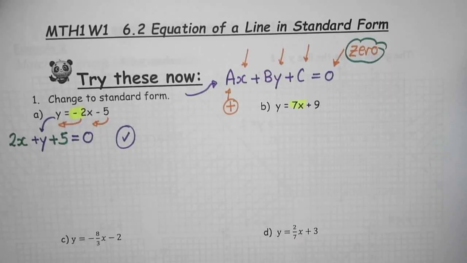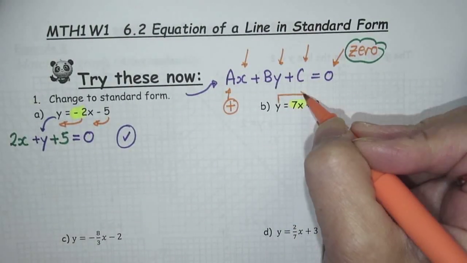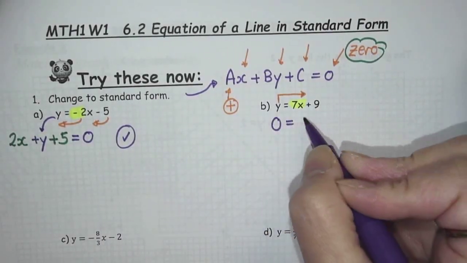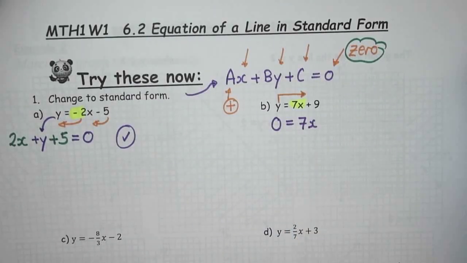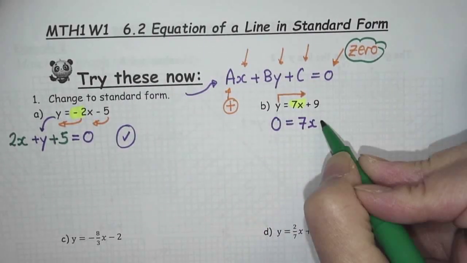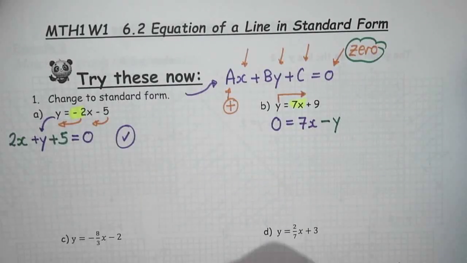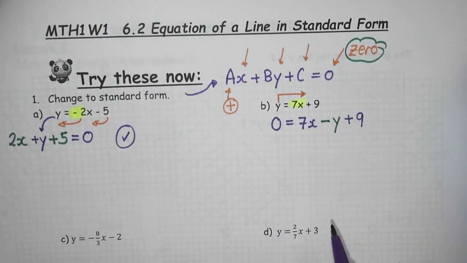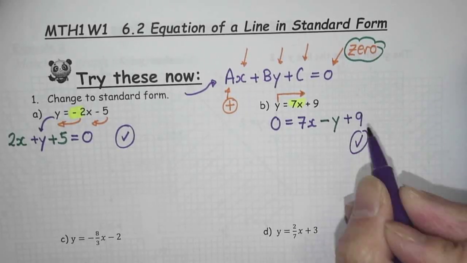So instead, in this one, I'm going to move the y to this side, which makes it minus y. I'm going to leave nothing on that side, so I'm going to leave a 0 here. The 7x stays where it is. The only one that's moving is the y, so that becomes a minus y when it hops over. And the 9 also stayed where it was, so that one did not change. And that's it. You're done.